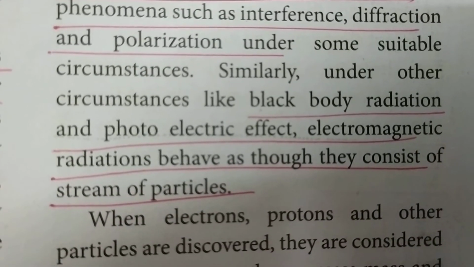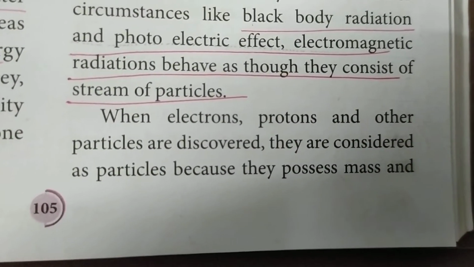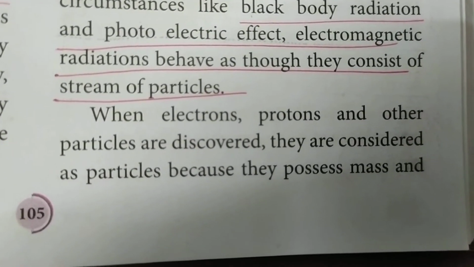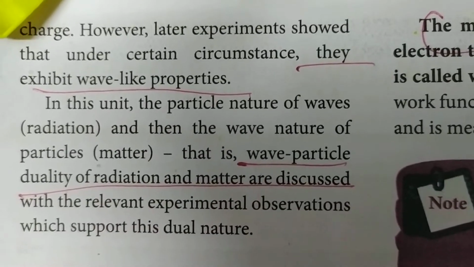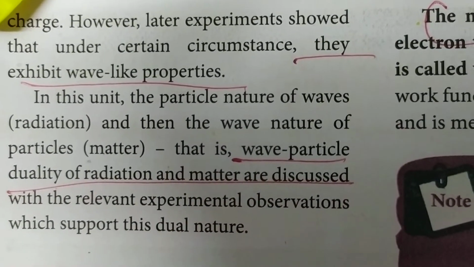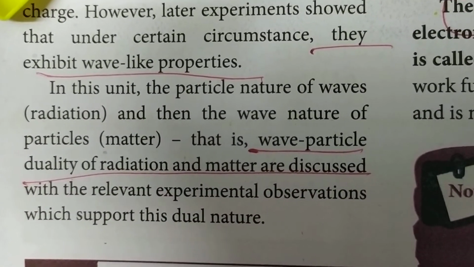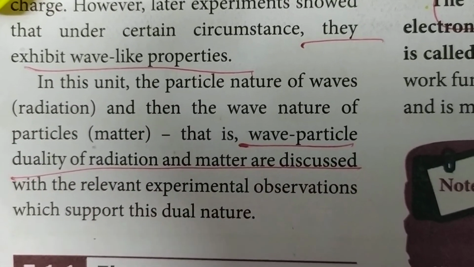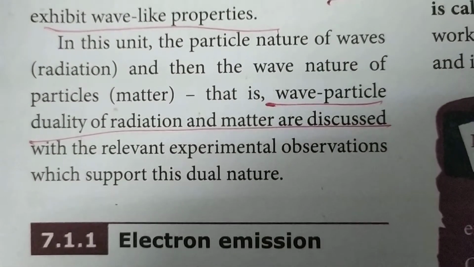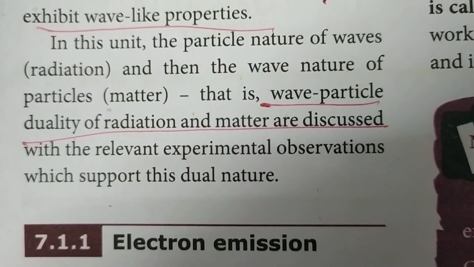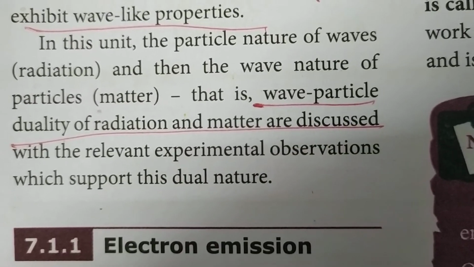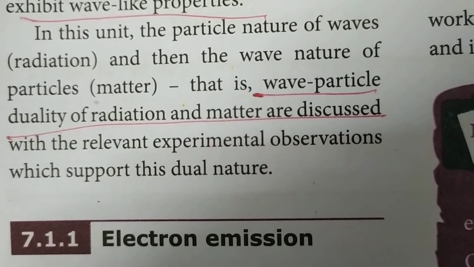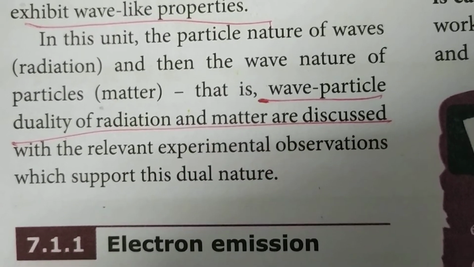When electrons, protons and other particles were discovered, they were only considered as particles. However, in certain conditions they exhibit wave-like properties. So electrons, protons and other particles, though they are particles, sometimes exhibit wave nature, and this is called wave particle duality of radiation and matter. Sometimes electrons and protons behave as waves and sometimes as particles, and this is the main part of this chapter.